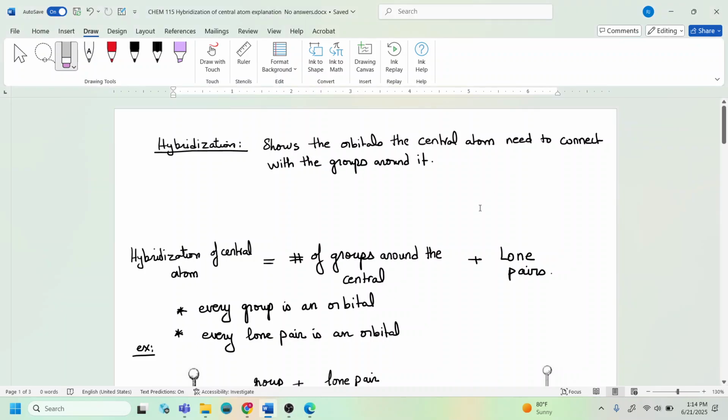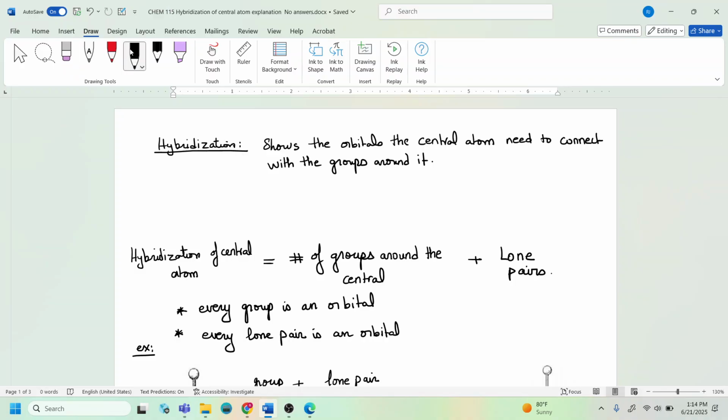In this video, I'll go very briefly over hybridization, molecular geometry, and shape. So let's start with hybridization. What is hybridization? Hybridization simply shows the orbitals the central atom needs to connect with the groups around it.